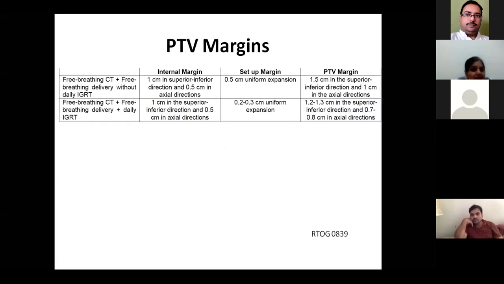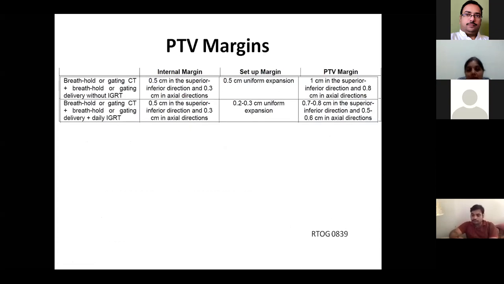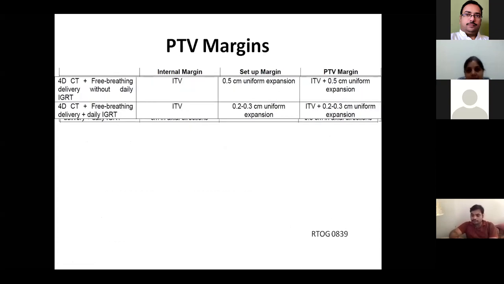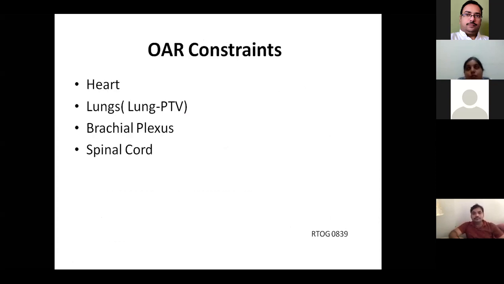And this is some guidance from the RTOG paper, which basically suggests that if you have free breathing with IGRT, without IGRT, these are some kind of the PTV solutions that they have given for different techniques. If you're using an ITV-based concept, a 5 millimeter margin all around seems to be sufficient to take into account setup errors, provided you do daily IGRT.